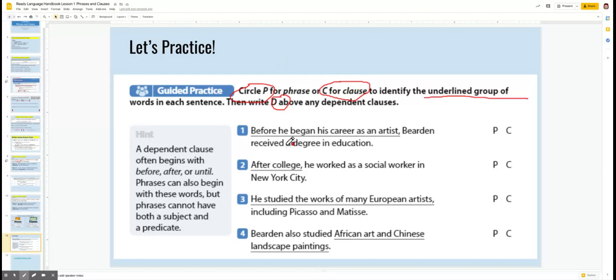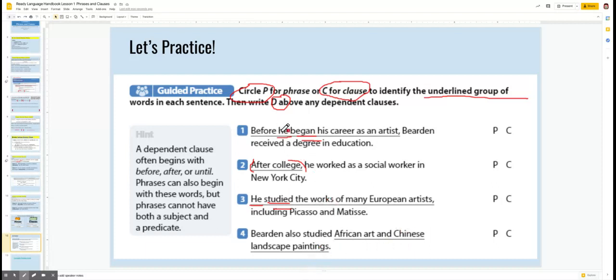So, number 1, my subject is he, and its verb is began. All right, number 2, my subject is... I don't have a subject because after is a preposition, so that's good. There we go. Or a subordinate conjunction, depending on how it's being used. Then I got number 3. It's he. There we go. And he did what? He studied. That's a verb. There we go. And then my other one, I've got African art and Chinese landscape. Well, that is not a subject. There is no verb. Okay. It's just some words. Great.